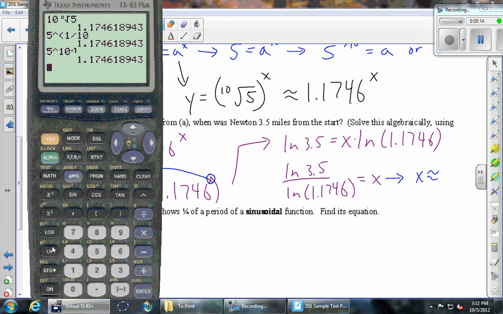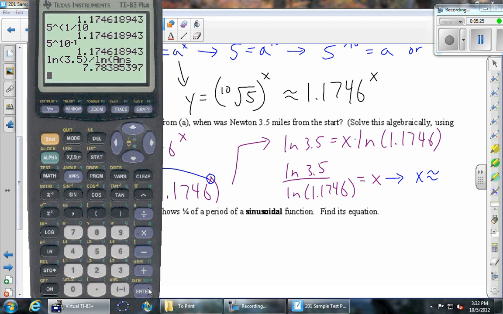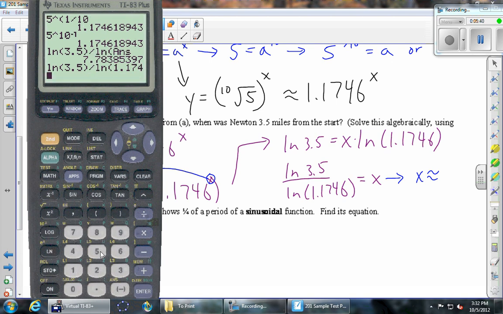Okay, so we're doing ln of 3.5 divided by ln of, and then instead of retyping that, which is rounded, we'll just do second answer. This will be the most accurate answer the calculator can give us. Let's just see how different the rounding would have been. Probably not too bad in this case because we wrote down 4 decimal places here. So ln 3.5 divided by ln 1.1746. So you can see the answers agree to the first 2 places here, and then we're off by about a 1,000th. But whenever you can, use the number that the calculator has stored. So 7.784.